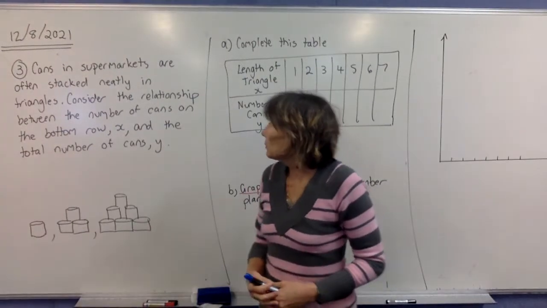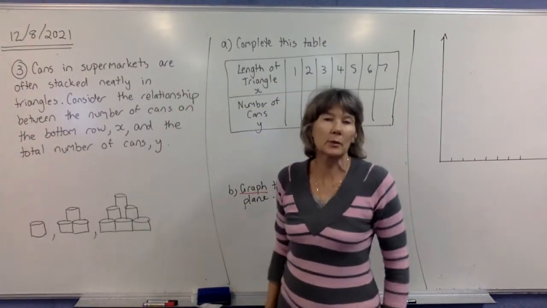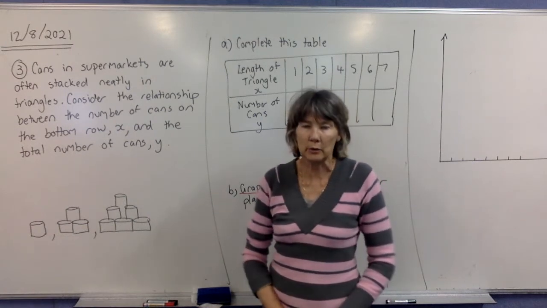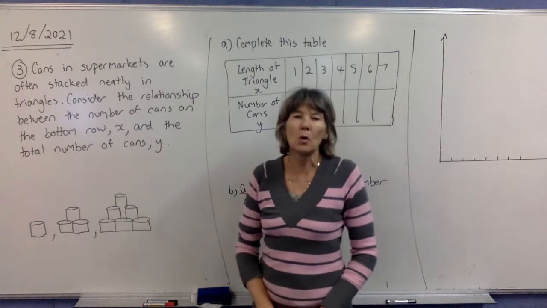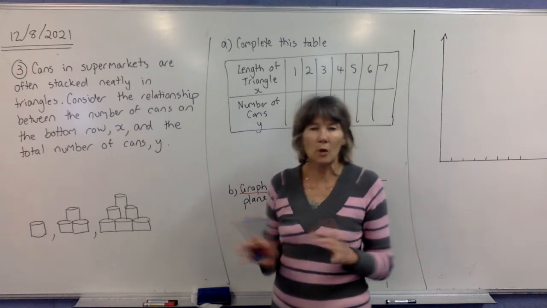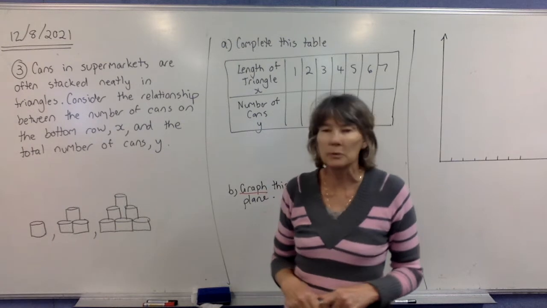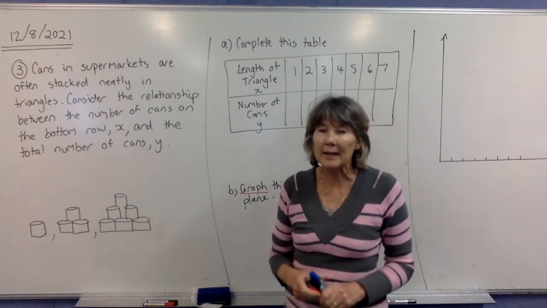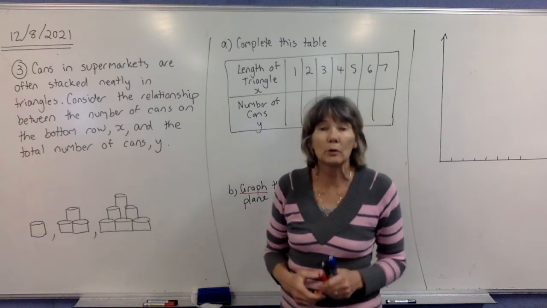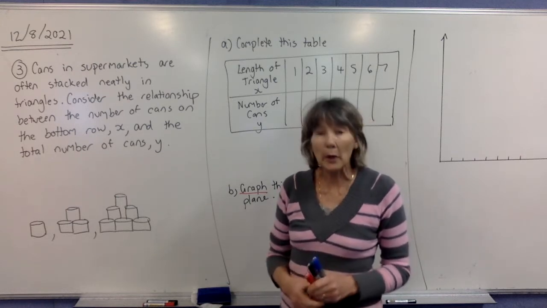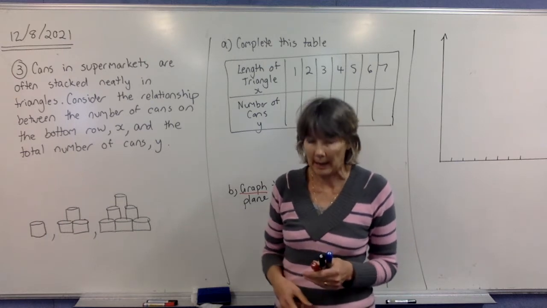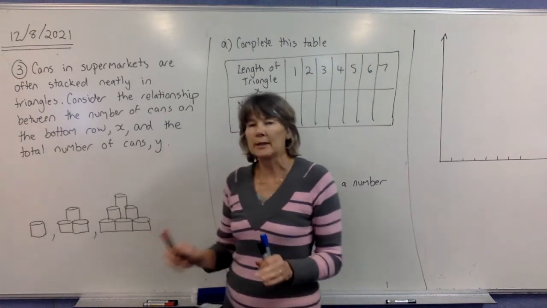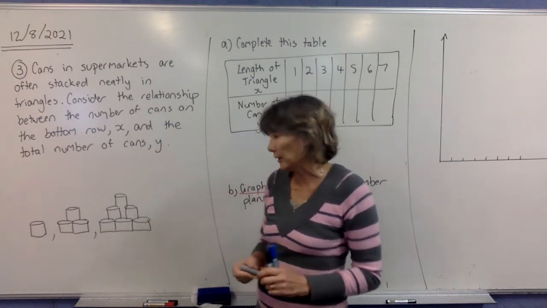Let's do another example, boys. In this question, it says cans in supermarkets are often stacked neatly in triangles. Probably this would have been more in a smaller place, a corner store or something. They sometimes will do this sort of thing. So consider the relationship between the number of cans on the bottom row, which we're calling X, and the total number of cans, which we're calling Y. If you look at my diagram, if you're having trouble drawing this, just draw little squares, that'll be fine.